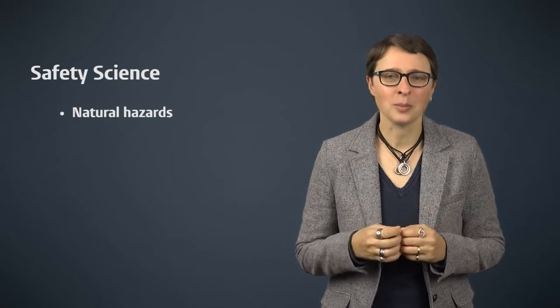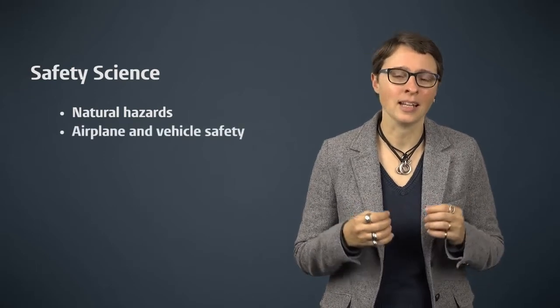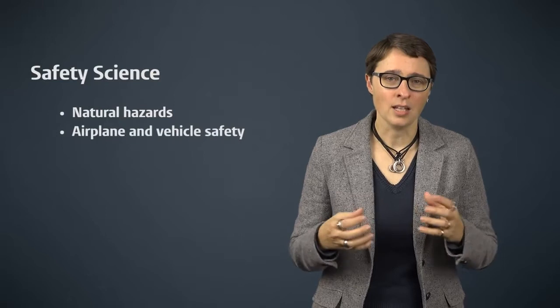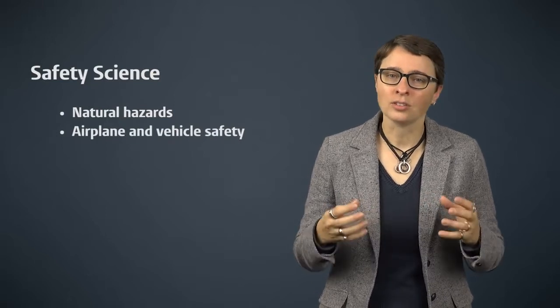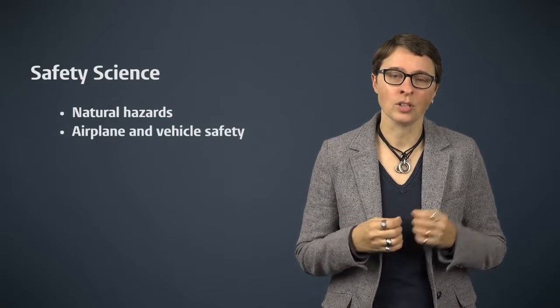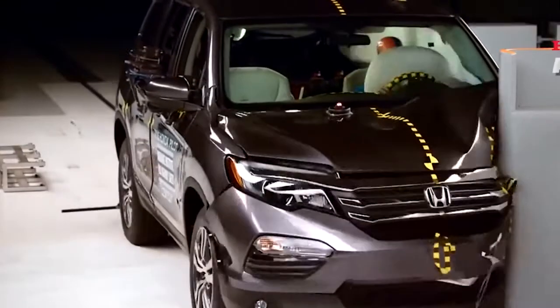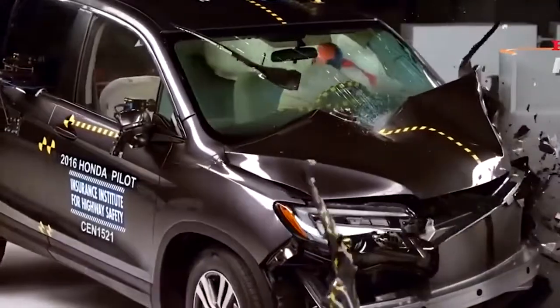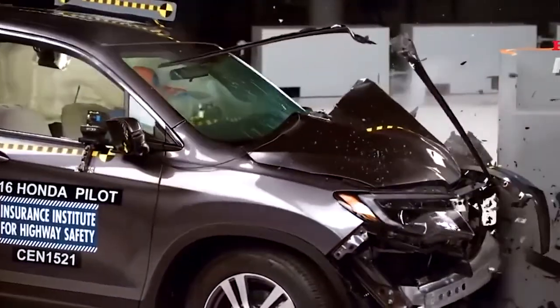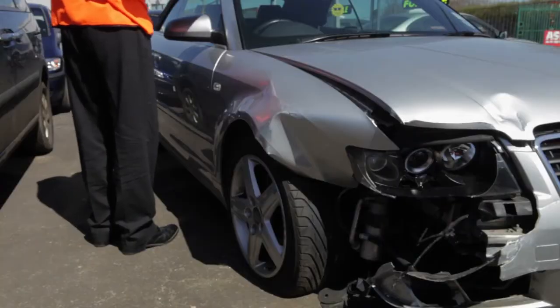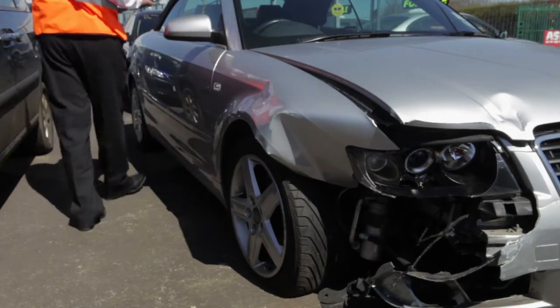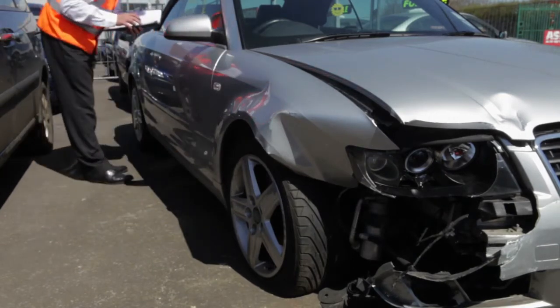A second subdomain of safety science is airplane and vehicle safety. Here, the goal is to understand how to decrease various safety risks related to different forms of transportation. This subdomain of safety science has played a major role in improving the safety of modern-day cars and airplanes, for example, leading to a significant reduction of accidents.